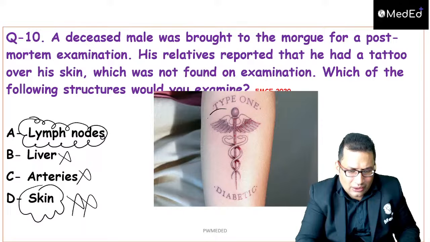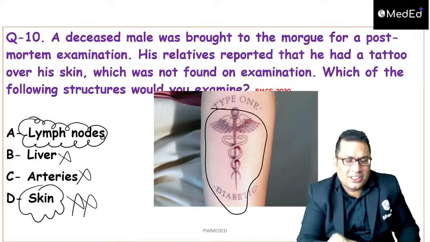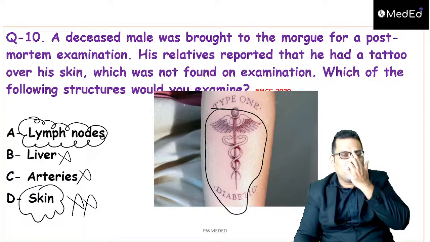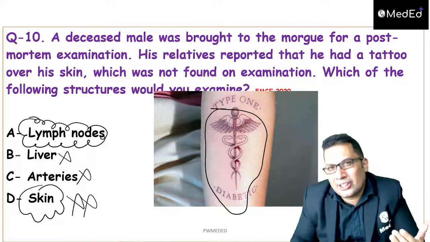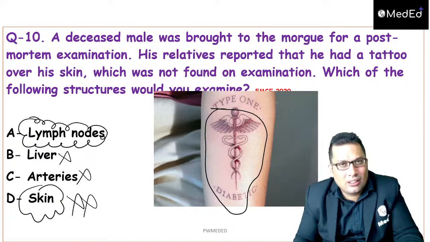See here, this is the tattoo. Very useful for identification of the person. Also, medical conditions like diabetes, or a rare blood group like Bombay blood group, help in identification.